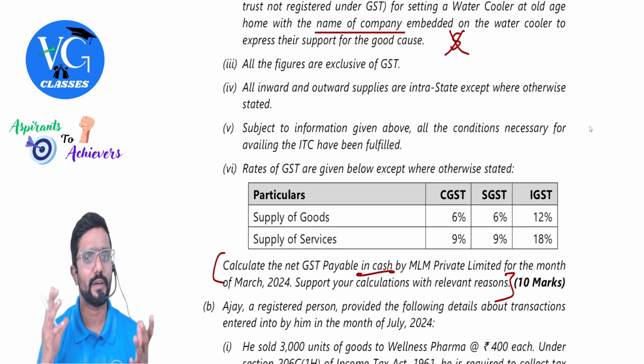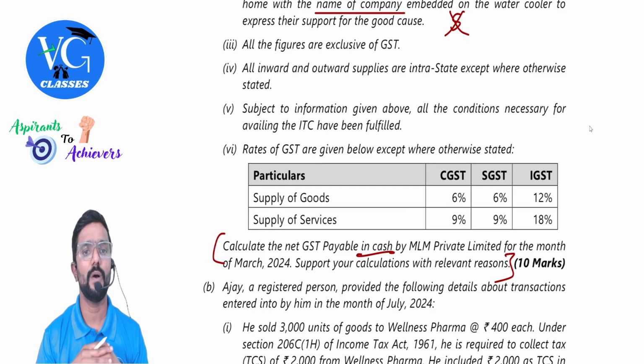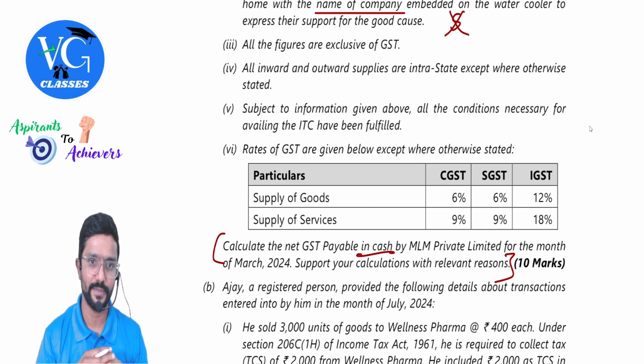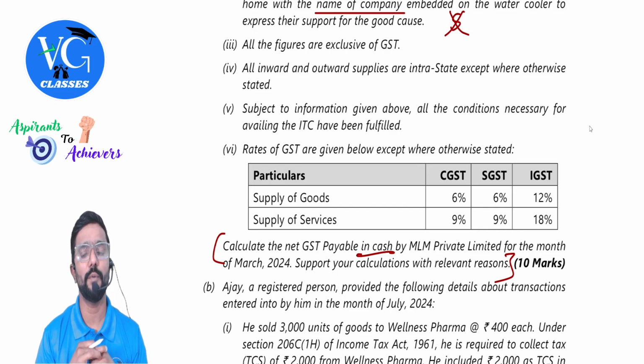All figures given in the question are exclusive of GST. All inward and outward supplies are intrastate except where otherwise stated. Subject to the information given above, all conditions necessary for availing the ITC have been fulfilled. Rates of GST are given below: supply of goods 6%, services 9%, or total is 12% and 18%.